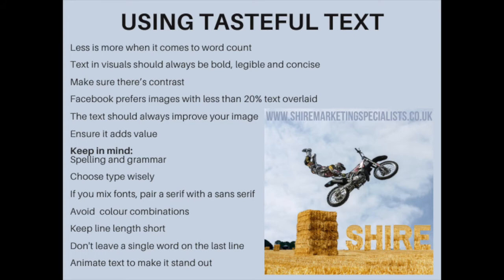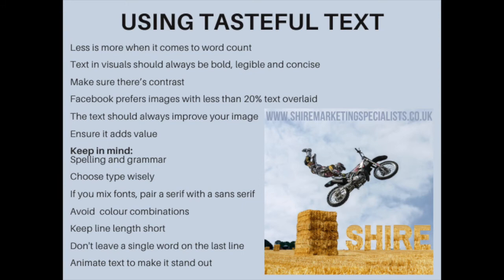What's the best image to text ratio, you ask? Well, it depends, and there are exceptions. In general, Facebook finds that images with less than 20% text tend to perform better. Facebook does offer a text-to-image ratio checker for those interested. If you plan to use text as an overlay, make sure the visual leaves room for it, or use a solid background. The text should always improve and not obscure your creative.